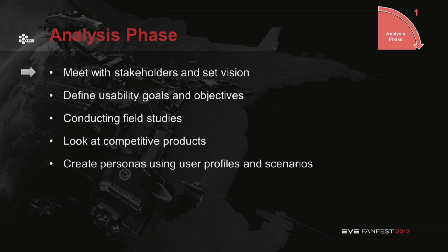So if we look a little bit into each of these phases, the analysis phase, we start with meeting with the stakeholders and setting a vision. And then we define usability goals and objectives so that we know what we want to get out of it first. We conduct field studies to know which areas we want to improve or how we want to go about doing things initially. And we look at what other guys are doing, the competitive products around us. And then we create personas using user profiles and scenarios. And this is to target better our users, finding out what kind of person we're trying to do our feature for.